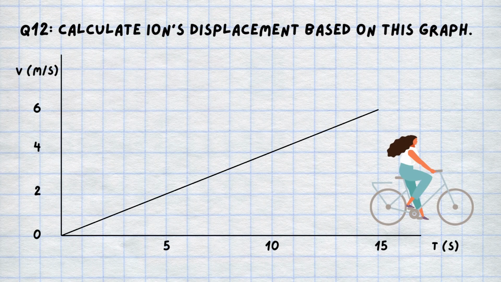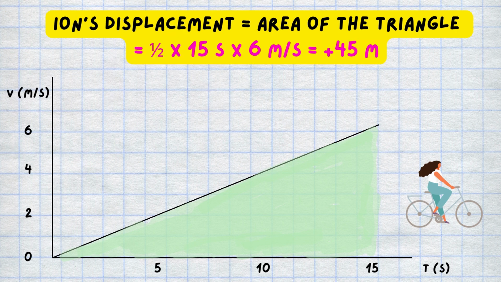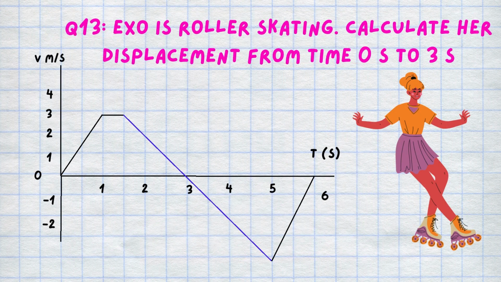Question 12. Calculate Ion's displacement based on this graph. As you see, Ion is speeding up in the positive direction. So Ion's displacement equals the area of the triangle, which equals half times 15 seconds times 6 meters per second, which equals plus 45 meters.